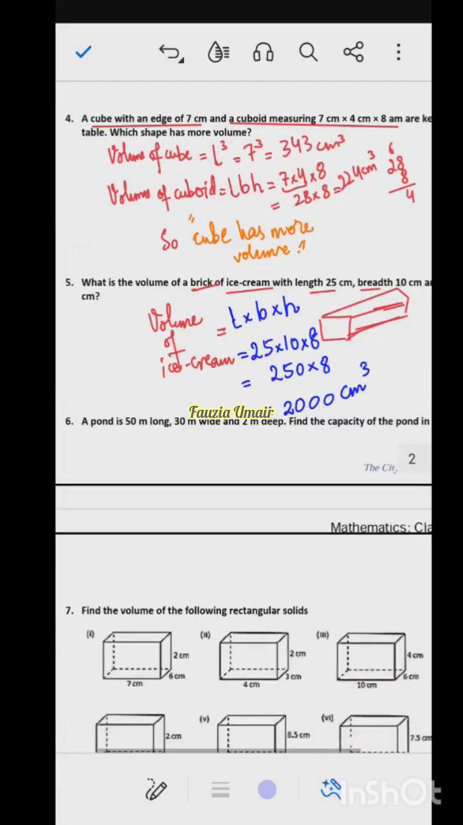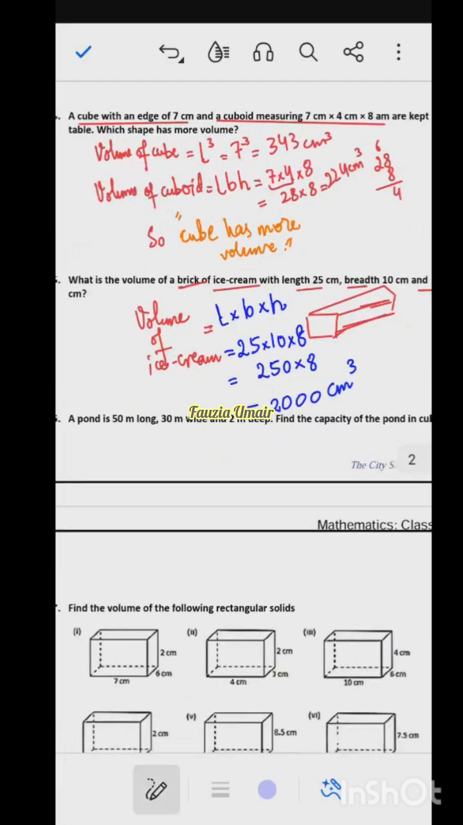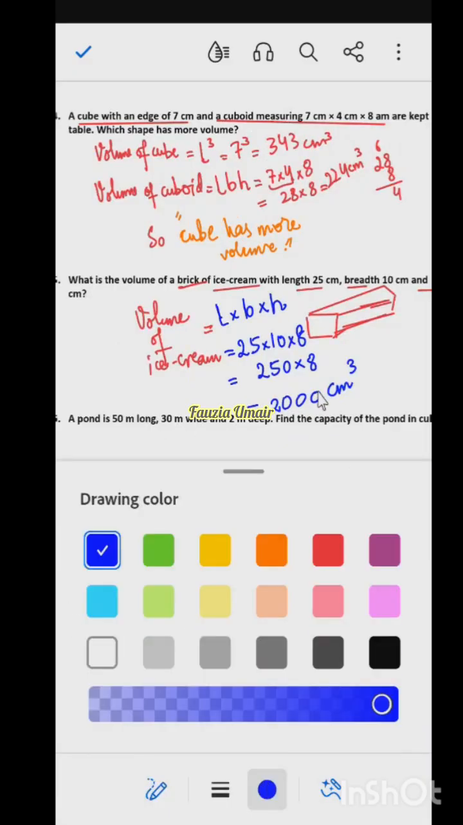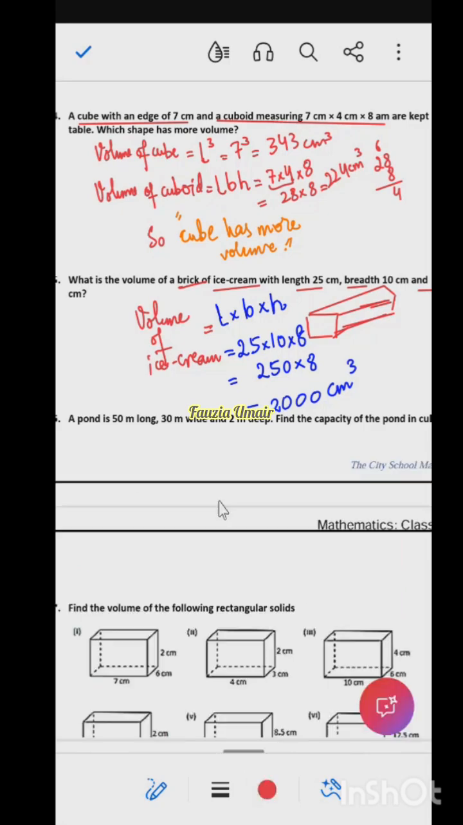Acha, then now the next, sixth part. A pond is 50 meter long, 30 meter wide, 2 meter deep. Find the capacity. Now they have used a different word, capacity. What is the capacity of a pond? What do you think? What is the capacity of something? Is it the volume they are talking about or the surface area?